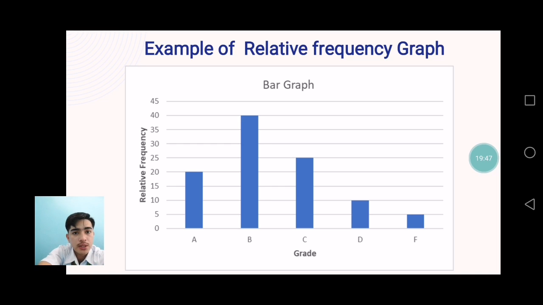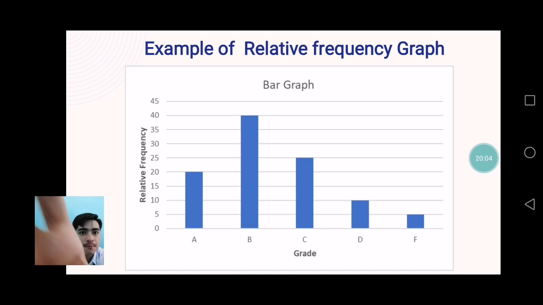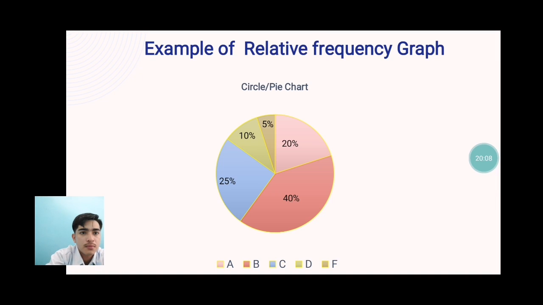So let's proceed to the other graph, the pie or circle graph, the pie chart. A is 20%, B is 40%, C is 25%, D is 10%, and F is 5%.